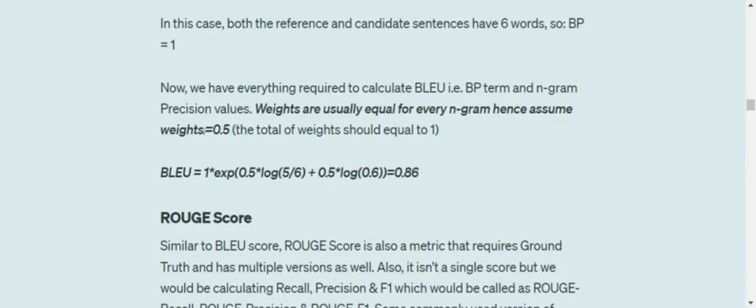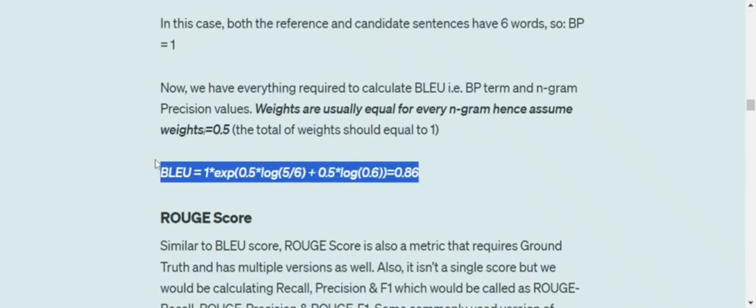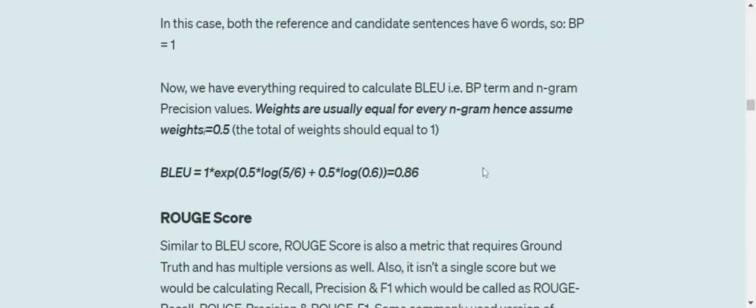So in this case, the final BLEU score that we get is 1 into exponential of 0.5 into log of 5/6 plus 0.5 into log of 0.6, which is 0.86. This is how the BLEU score is calculated.